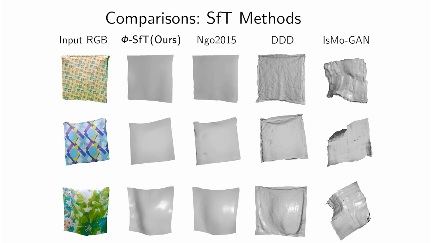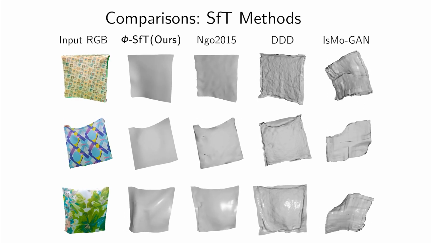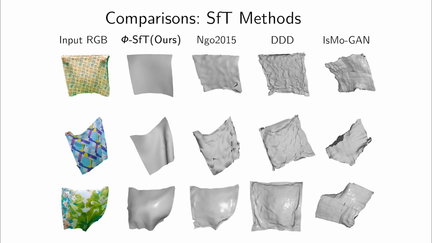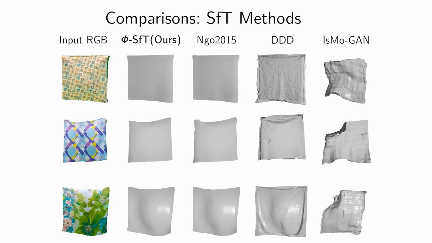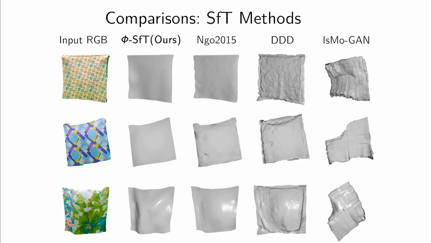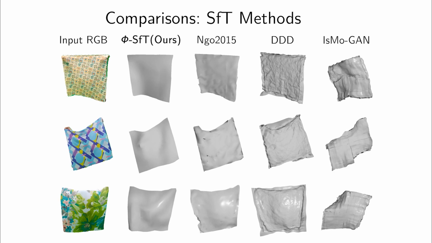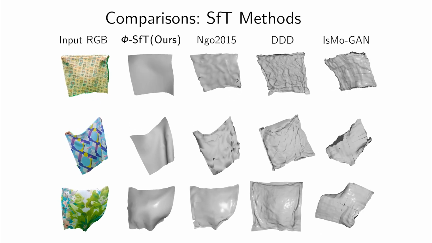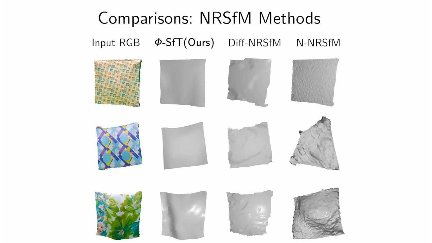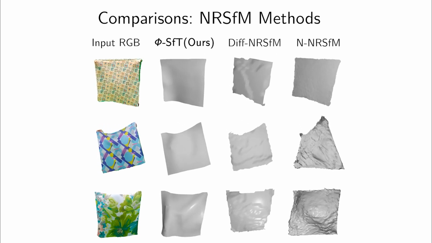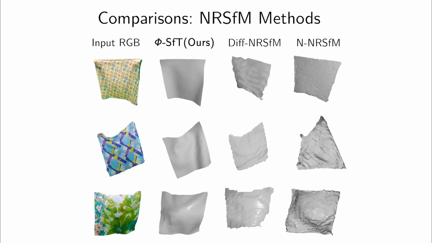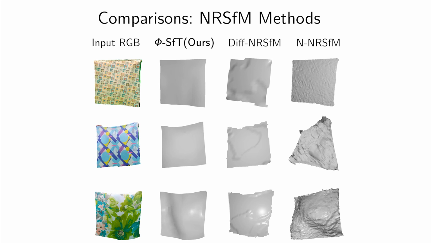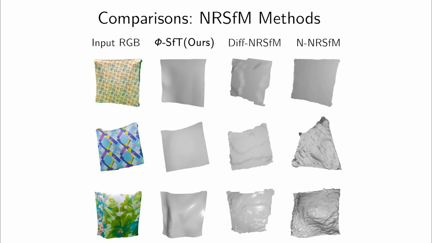We compare with previous shape from template and non-rigid structure from motion methods. Phi SFT is significantly and consistently more accurate than related methods and supports finer scale local folds. This is because our method is aware of the physical fold formation process. In contrast, existing methods rely on simple geometric prior assumptions, such as isometry, and can only reconstruct predominantly global deformations. They cannot cope with the elaborate and challenging local fold patterns present in our new dataset.